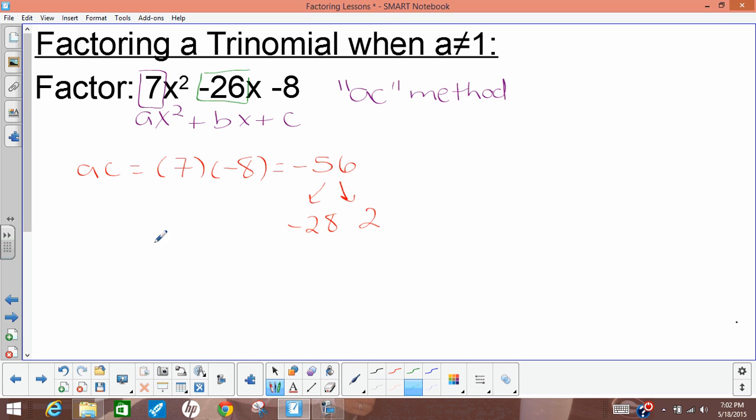So now we're going to rewrite this trinomial with the original a times x squared, so 7x squared, minus 28x plus 2x. So we took our two factors and just put x's next to them and put them into the polynomial. And then we have our minus 8.